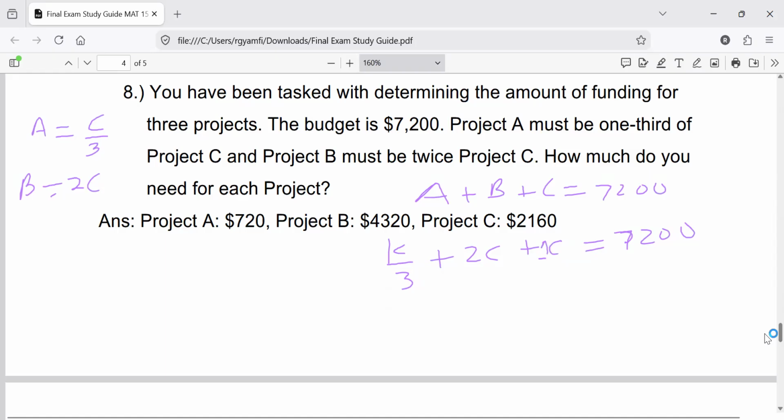So you're adding like terms. Of course, you know that this part is easier when you add them together than adding fractions. So 2C plus 1C is 3C. And then you've got 1/3 C here.